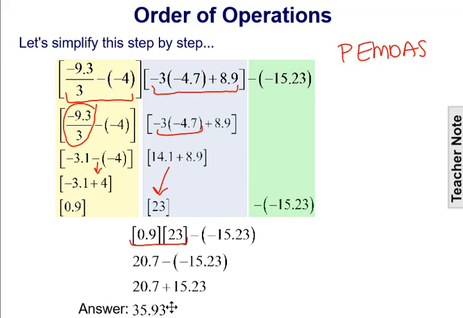35.93. So it's really important to be organized when you're simplifying step by step, especially with these types of problems that have a lot of operations with even multiple groupings. But just really, again, take it step by step and make sure you follow PEMDAS. Make sure you're following that order of operations.